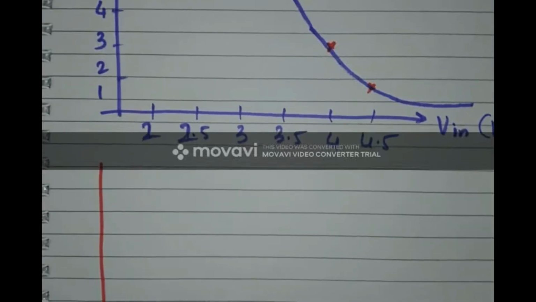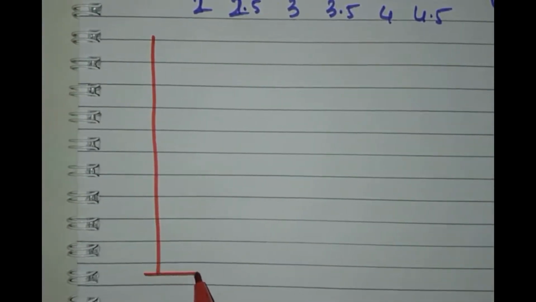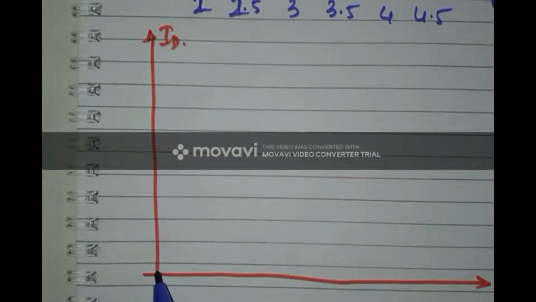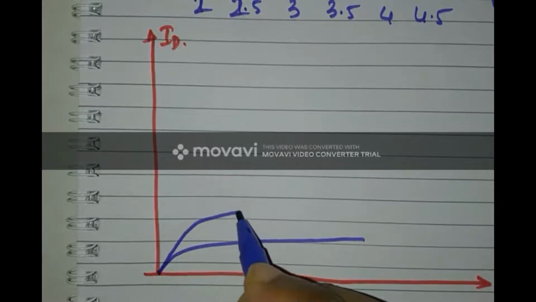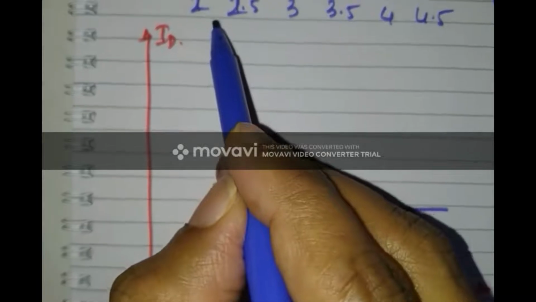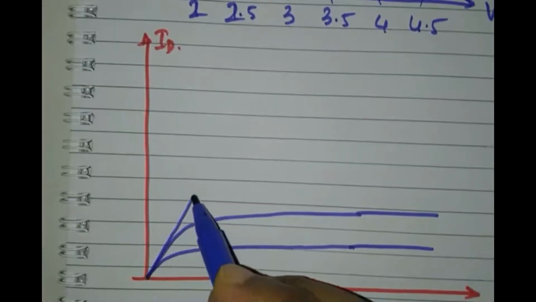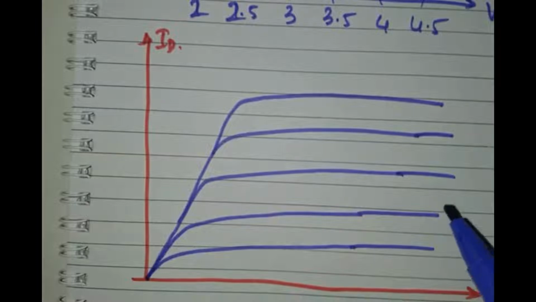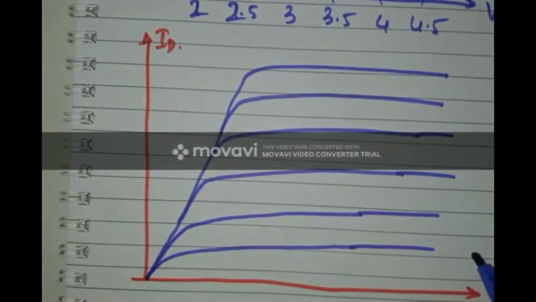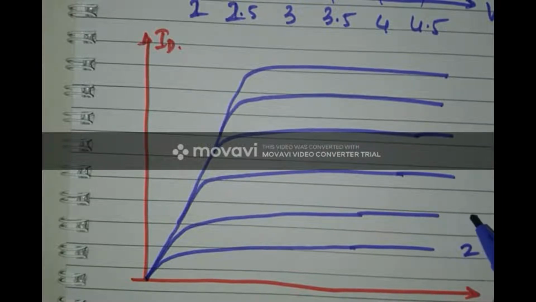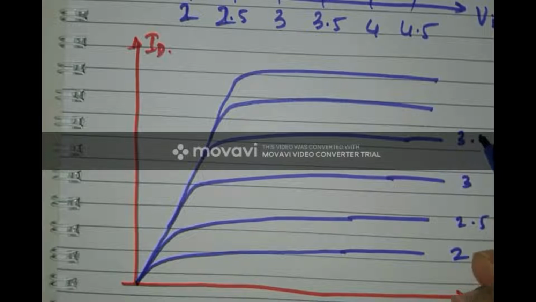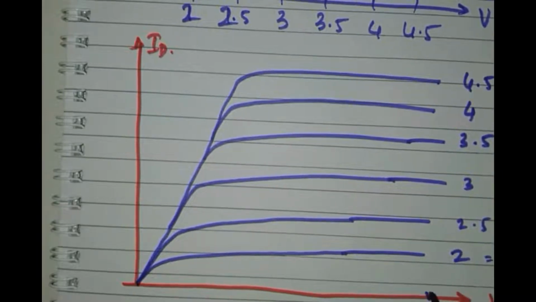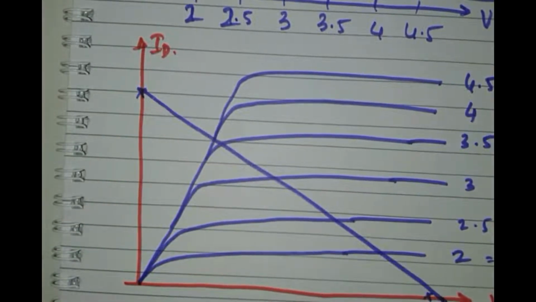So let's try to plot this. This is my ID for different values of VGS. These are the different values of VGS that I already obtained over here, and for these different values of VGS I'm going to plot the earlier graph where I figured out the load line or quiescent point load line analysis. So this was for VGS equal to 2, 2.5, 3, 3.5, and we also figured out the load line.